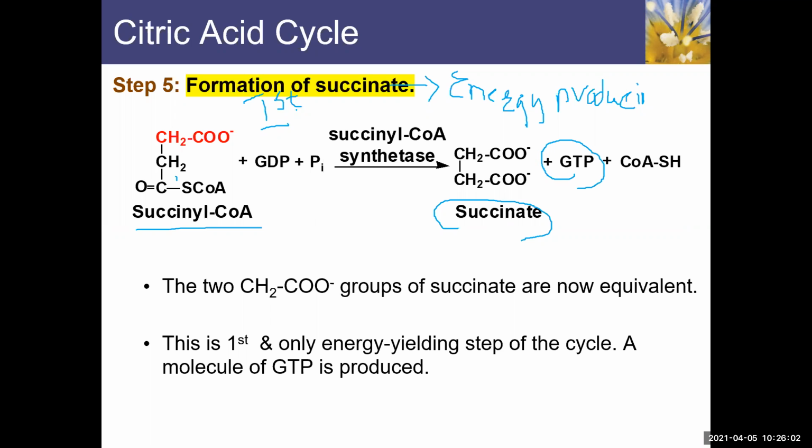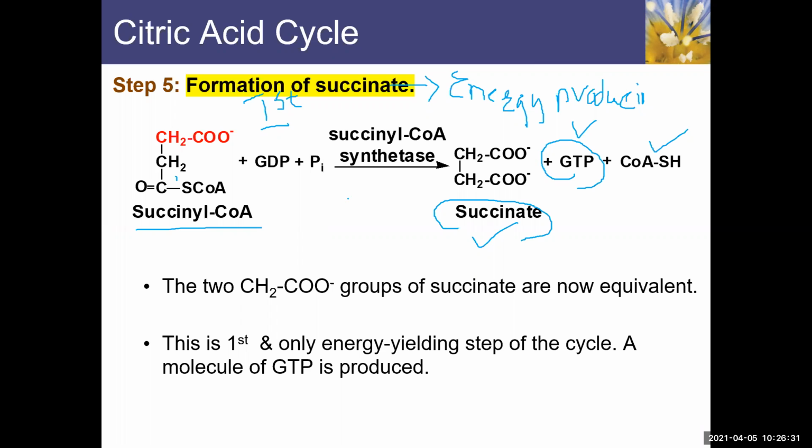Okay, is it clear? So what did we get at the end? We got a GTP, we got the coenzyme A, and we got the succinate, right? This you have to remember. GTP is the energy, as I told you. GTP is guanosine triphosphate. ATP is adenosine triphosphate. The base is different over here.